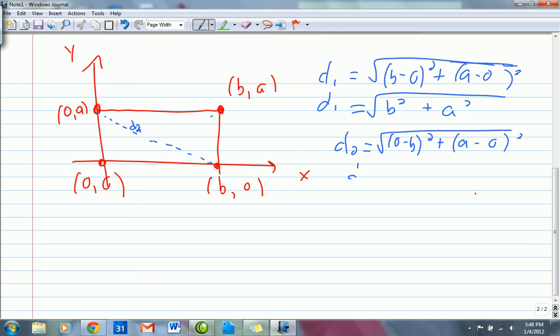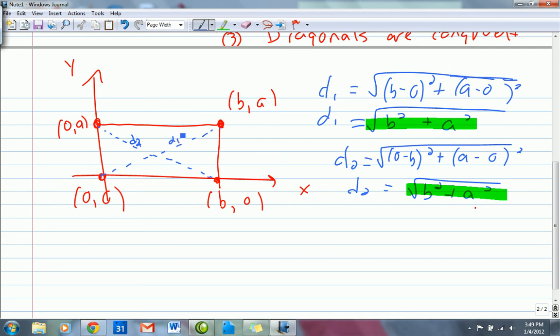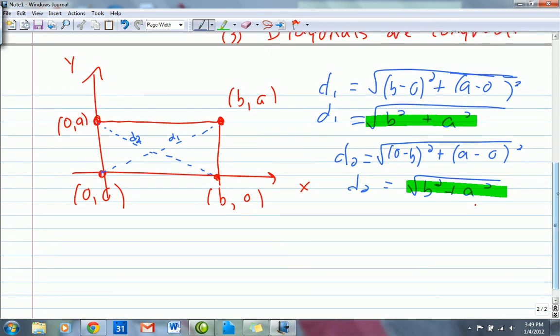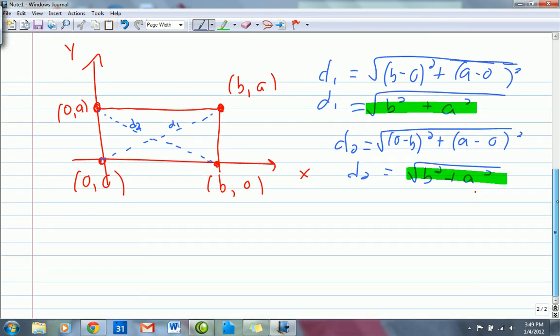Okay, we're going to clean that up. And of course, 0 minus b is negative b, but when you square negative b, you just get plain old positive b squared. And then a minus 0 is a. We square that to get a squared. Okay. And lo and behold, both the diagonals, there's my d1 back in action, have the same lengths, the square root of the quantity b squared plus a squared. Therefore, diagonals of a rectangle must be congruent.